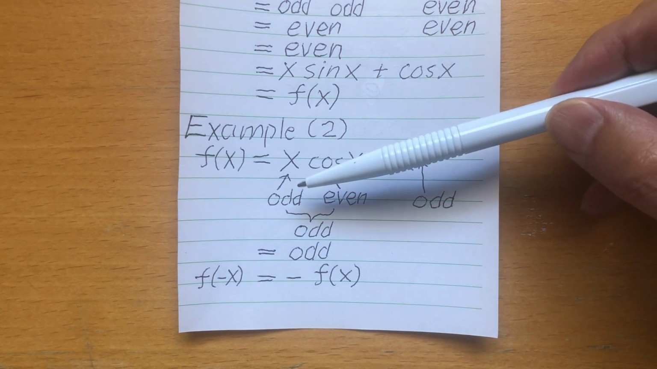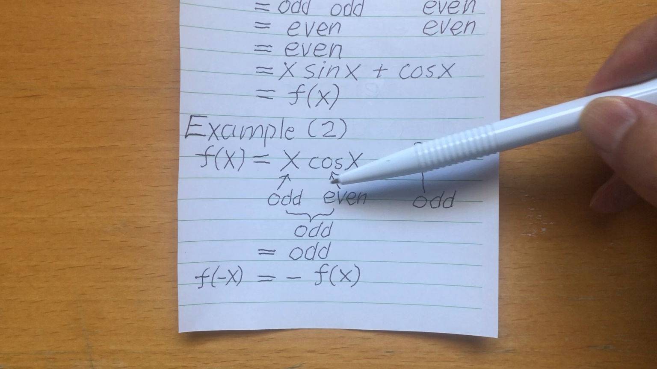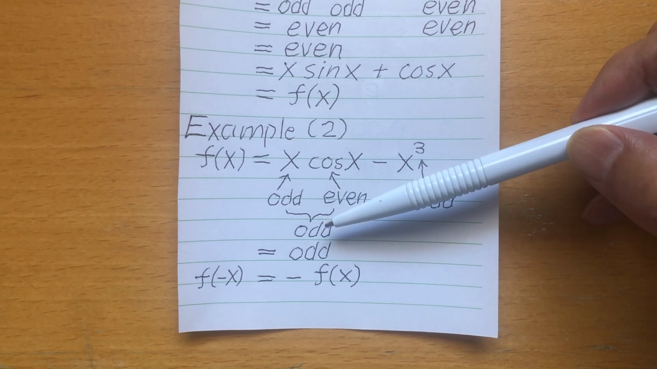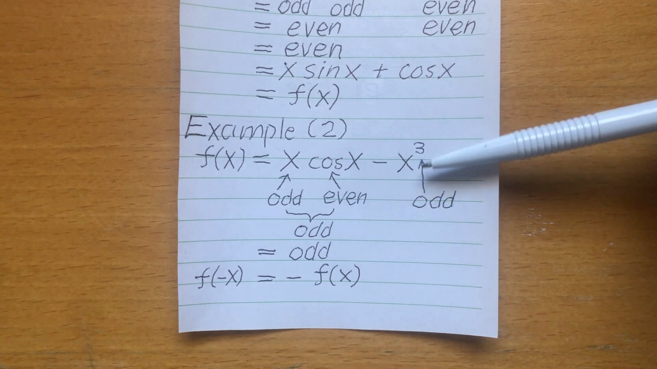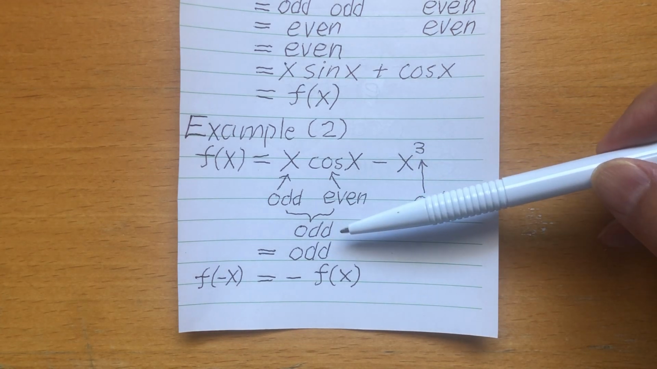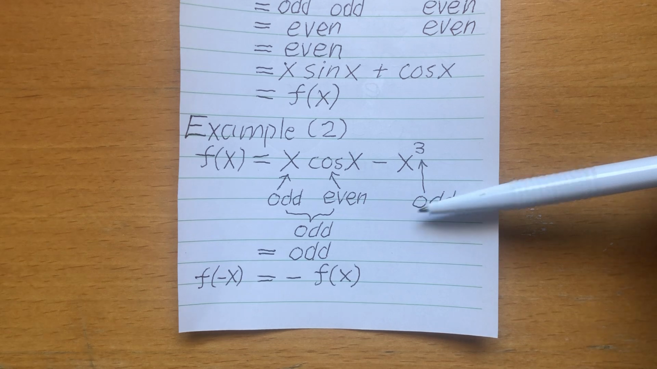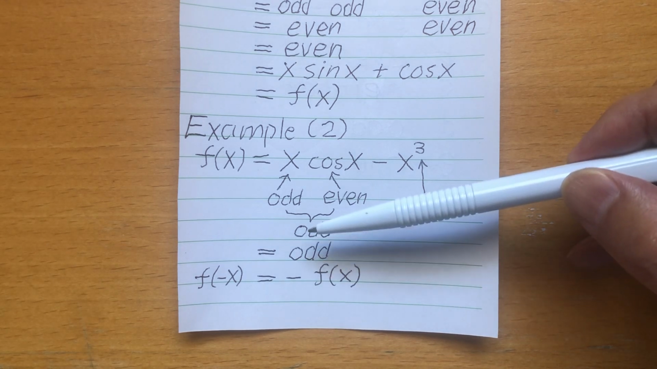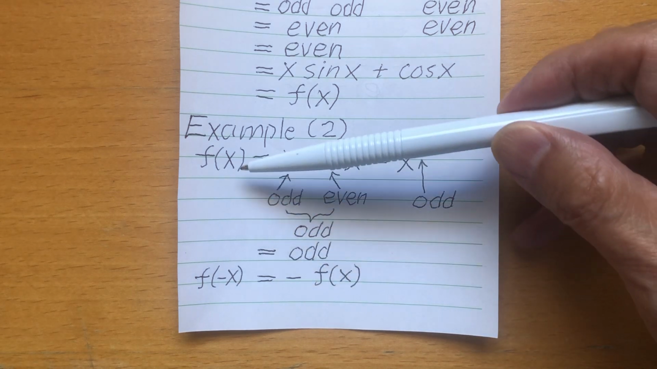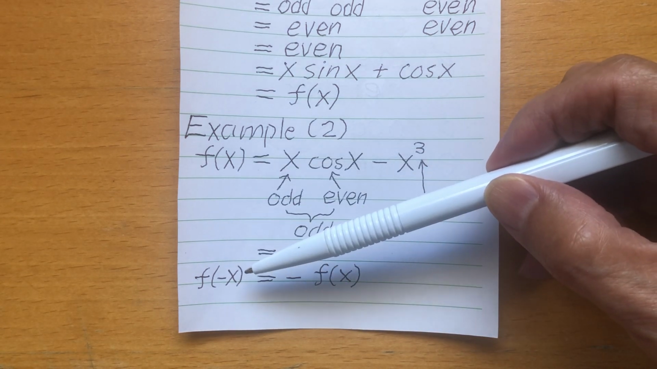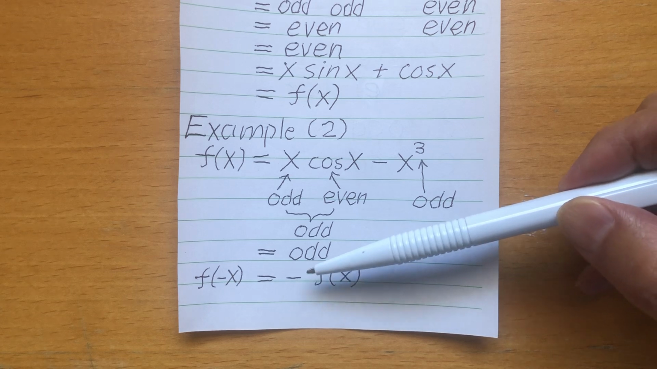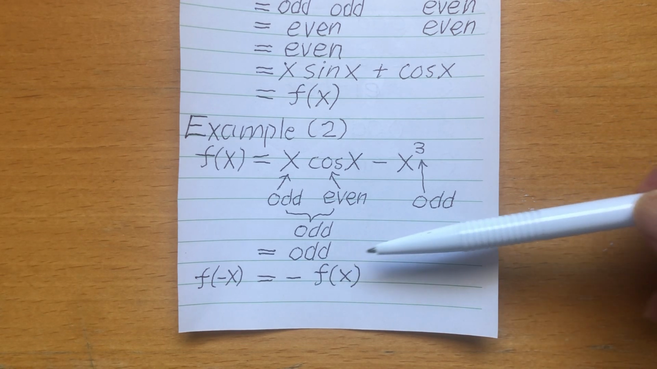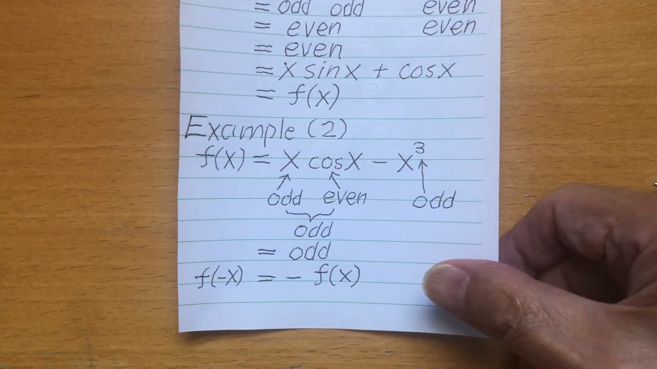So I have odd times even. Odd times even is odd. And this part is odd. So odd and odd becomes odd. Mathematically, if you replace x by negative x, you get the negative of the original function, which means it is odd.